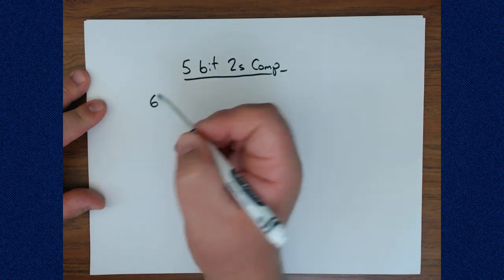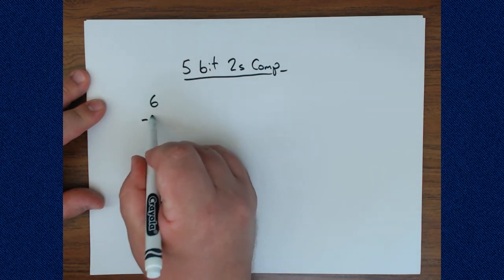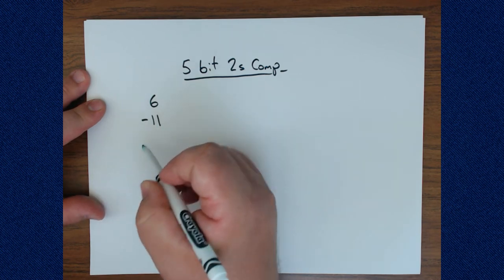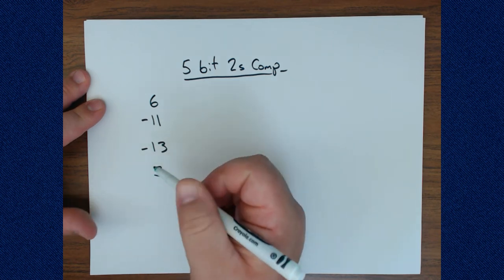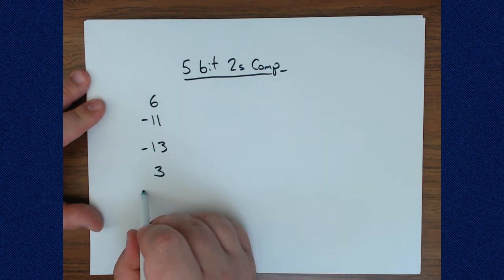So we'll try 6, which is really positive 6. Negative 11, negative 13, 3, and negative 4.